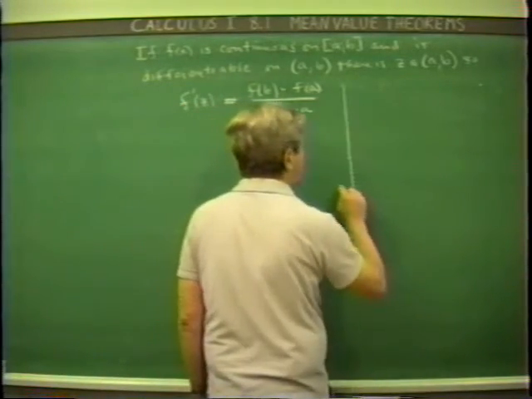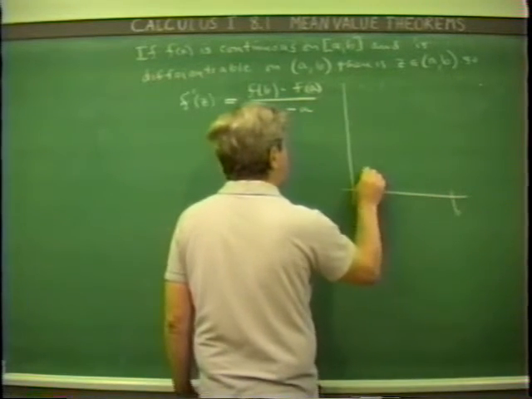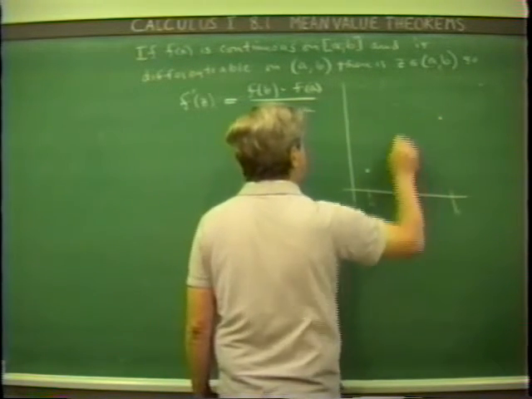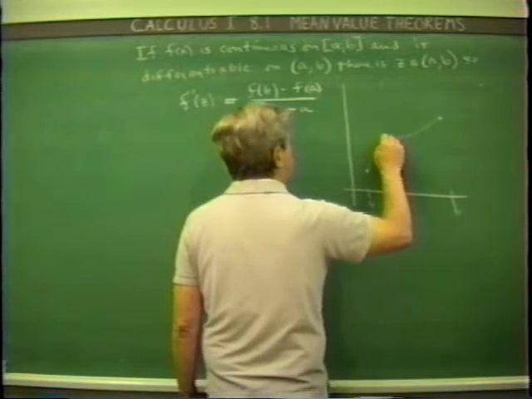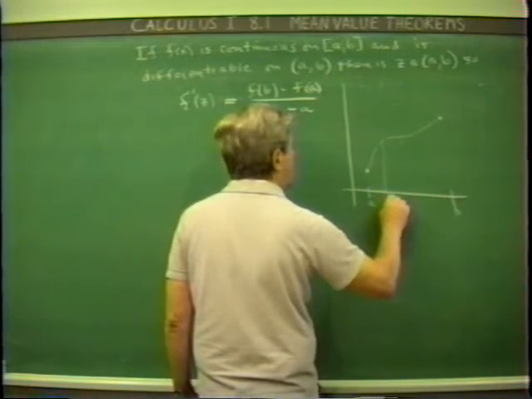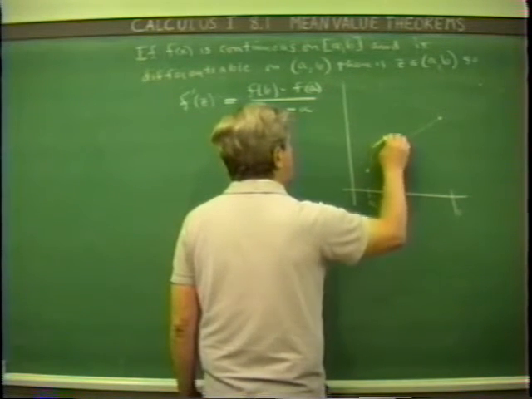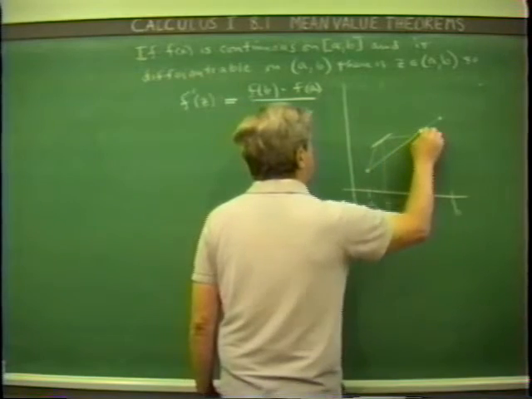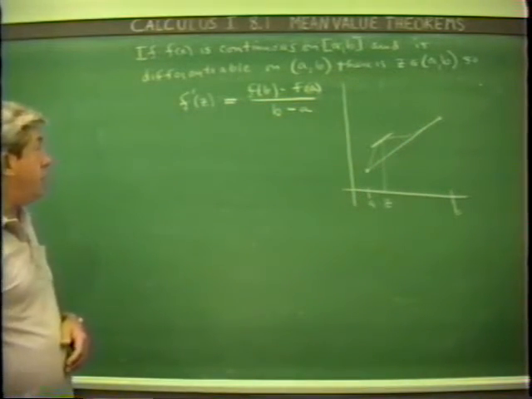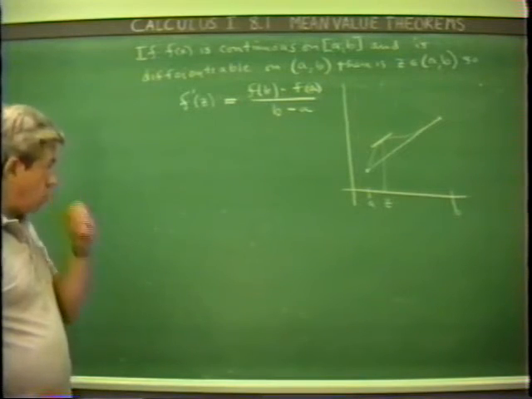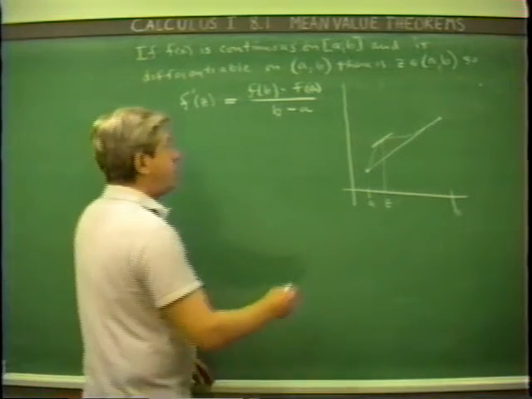The picture looks something like this. If here's A and here's B, f of A and f of B, then there must be some point Z, say here, so the derivative of f at Z, the slope of the tangent line at Z, is the slope of this line connecting A, f of A to B, f of B. Right. Here's how to see this.